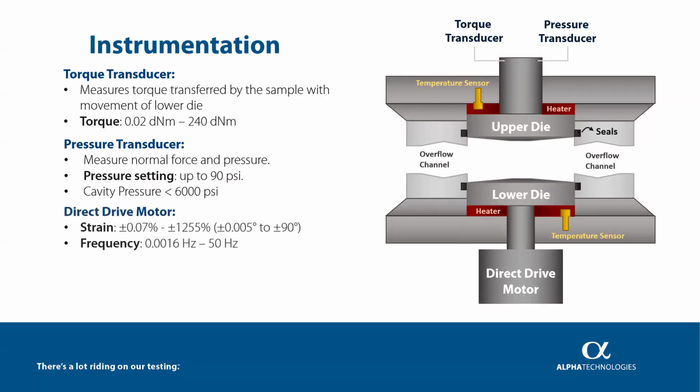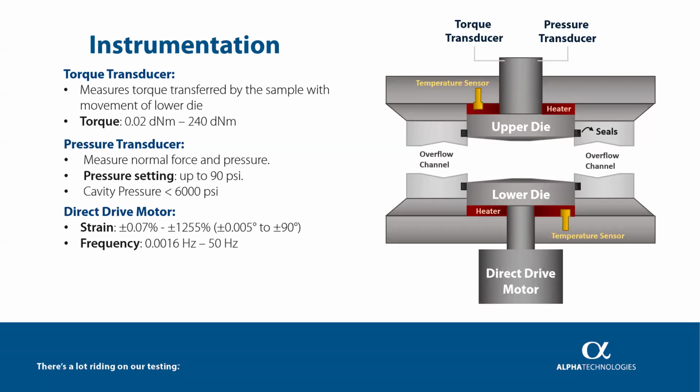Next, we have the direct drive motor, which controls the strain amplitudes. The motor covers a wide strain range from plus or minus 0.07% up to plus or minus 1255%, which translates to roughly 0.005 degree to 90 degree. And then the frequency range goes from 0.0016 hertz up to 50 hertz, giving you fine control over test conditions.